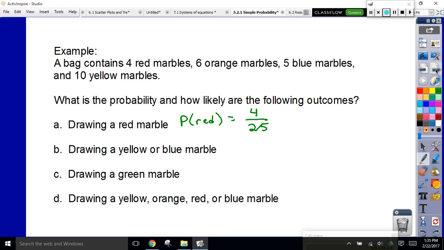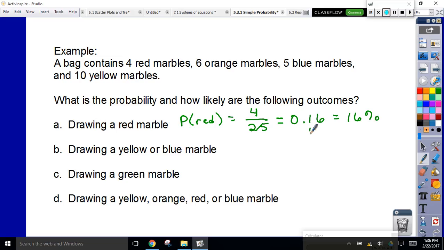Well, I want it as a decimal. Can you just do 4 divided by 25? Don't use your ABC button. Someone else do it too, so we have a check. 0.16. Okay, so we get 0.16. What percent is that? 16%. How likely is it that we're going to pick a red marble? Would we say it's likely or unlikely?